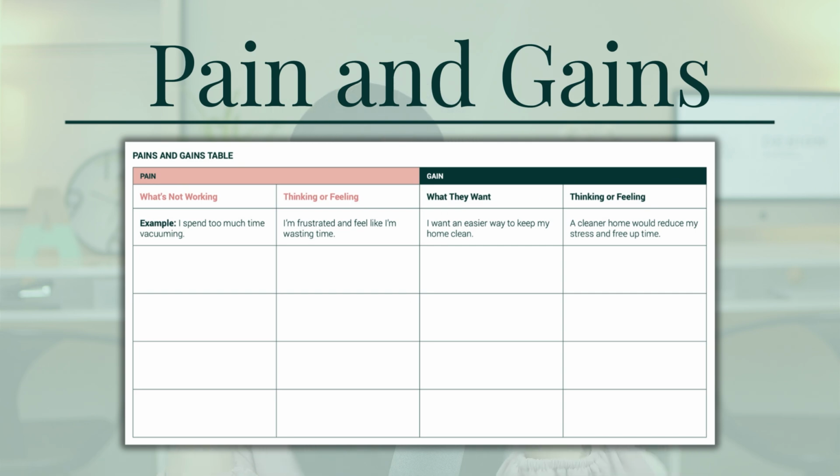Now, let's get to the fourth column. We label it thinking and feeling. Same thing. When they get the solution they want, what would they think? What would they think and what would they feel about this gain? Remember, I said that we need to dig deeper whenever you talk about the pains and gains. This is how you do it.